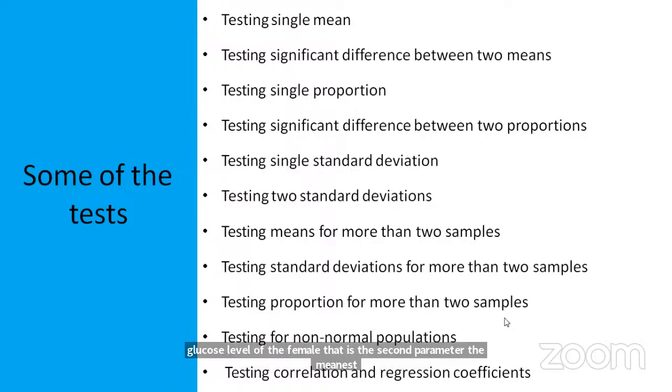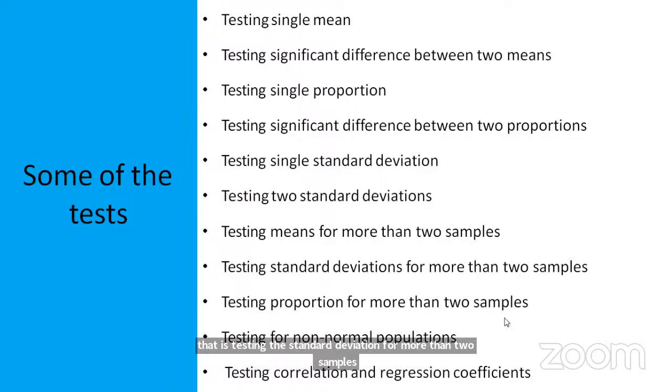Testing a single proportion. Testing the difference between two proportions. Testing a single standard deviation. Testing two standard deviations. Testing the mean for two or more samples, where you have to take three parameters, for example, I can take transgenders also. Testing the standard deviation for more than two samples, testing the proportion for more than two samples, testing for non-normal populations, testing correlation and regression coefficients. So these are some of the tests we can do in hypothesis testing.